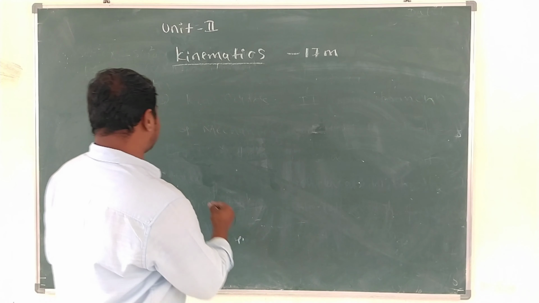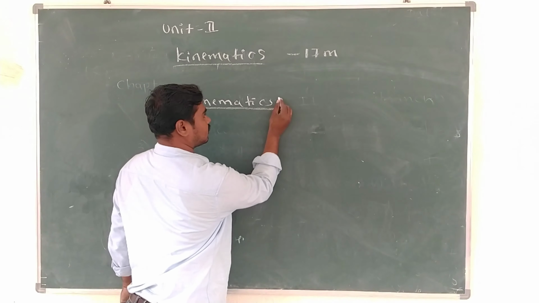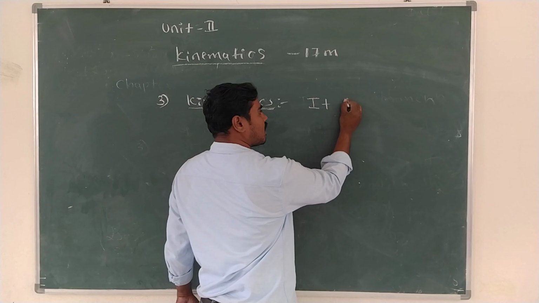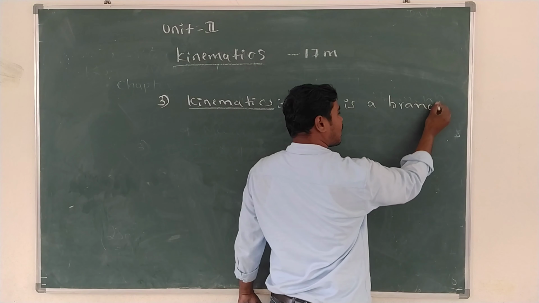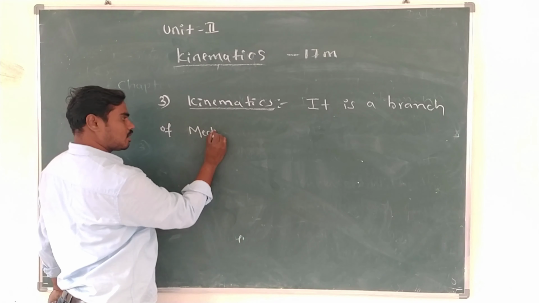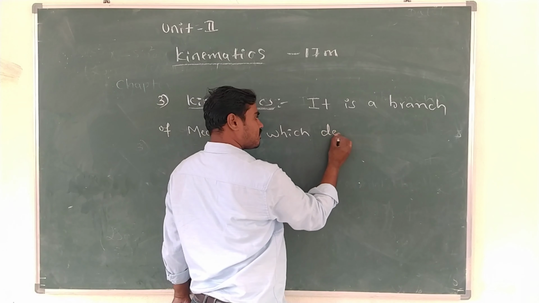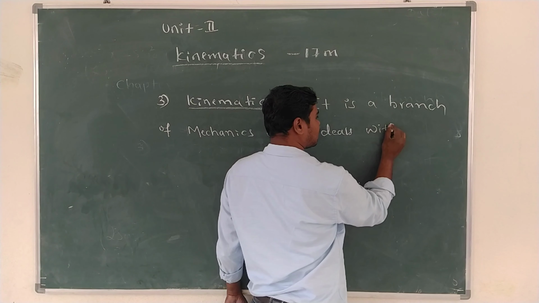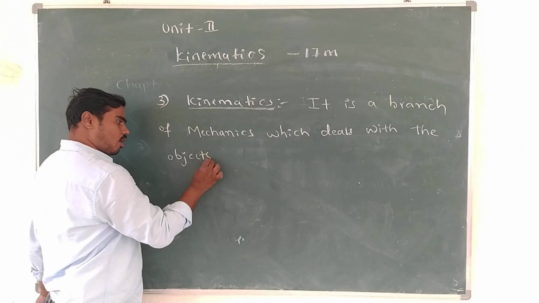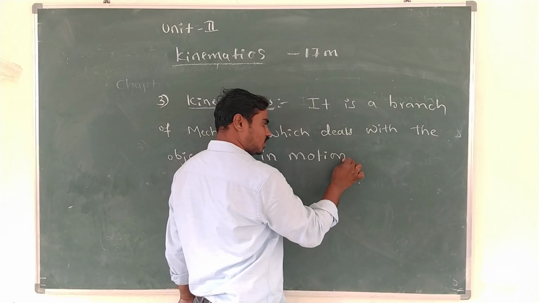The third type in mechanics is kinematics. Kinematics. This one is the third type in mechanics. It is a branch of mechanics which deals with objects in motion.